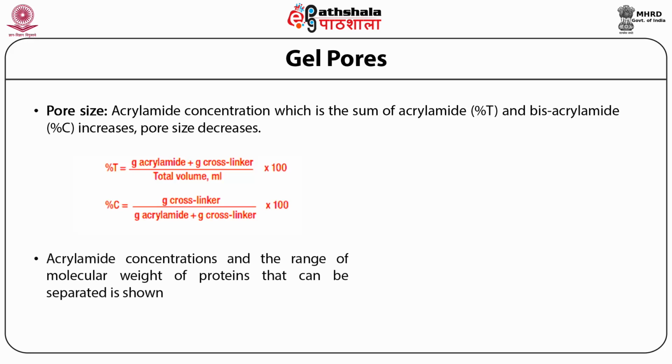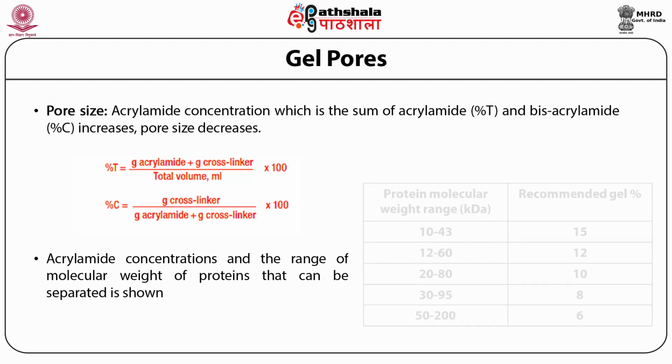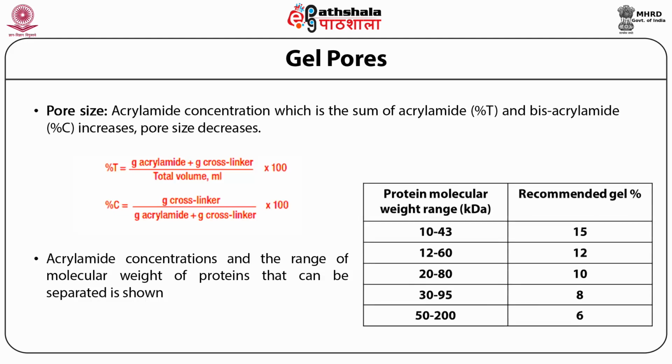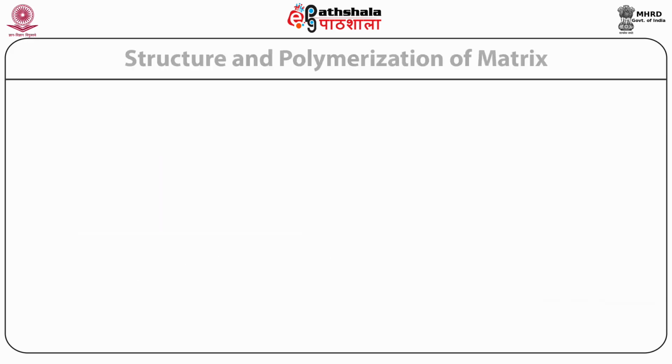The acrylamide concentration and the range of molecular weights of the proteins that can be separated is shown in this particular table. The lower the molecular weight range, the higher is the recommended gel percent, and vice versa. The higher is the protein molecular weight range, lower will be the recommended gel percent.